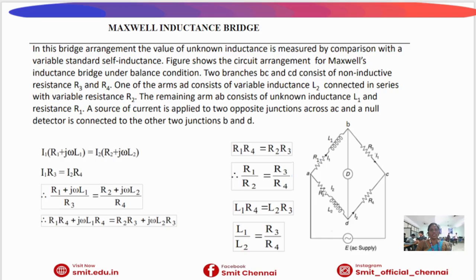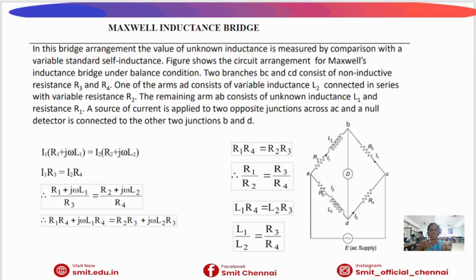Now let us discuss the Maxwell inductance bridge. The Maxwell inductance bridge is used to measure an unknown inductance by comparing it with a known standard self-inductance. In this bridge circuit, four arms are connected in a bridge form. One arm contains the unknown inductance L along with the resistance R1. Another arm contains a standard variable inductance L2 connected in series with resistance R2.